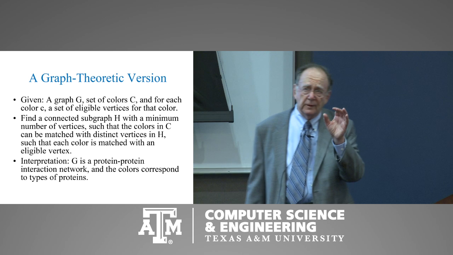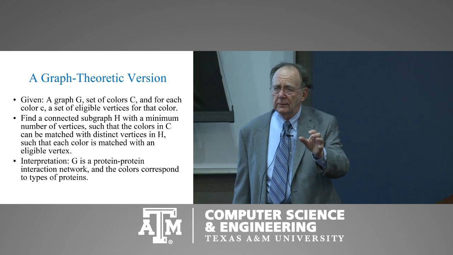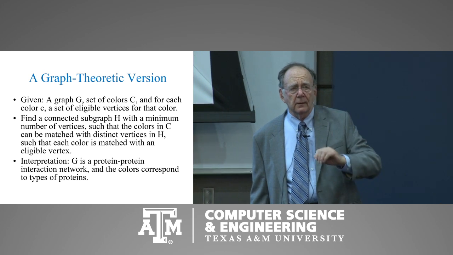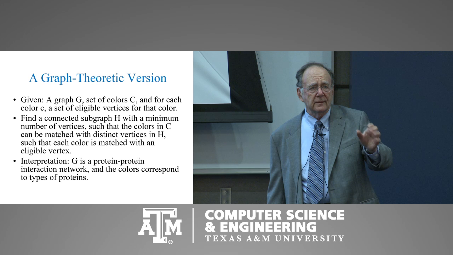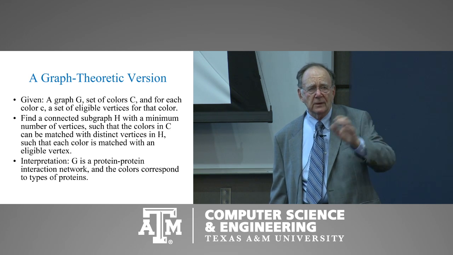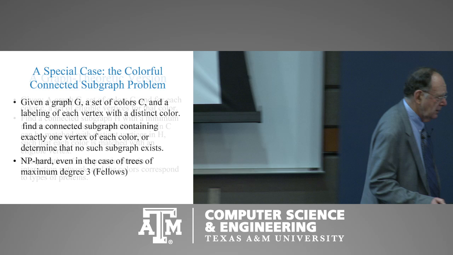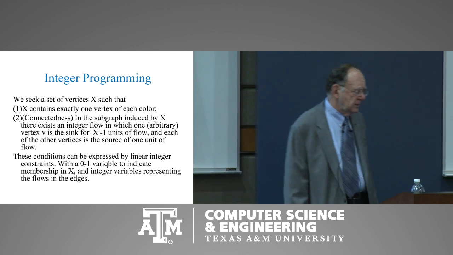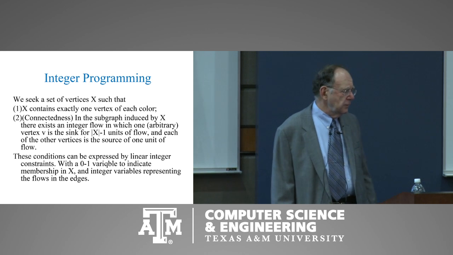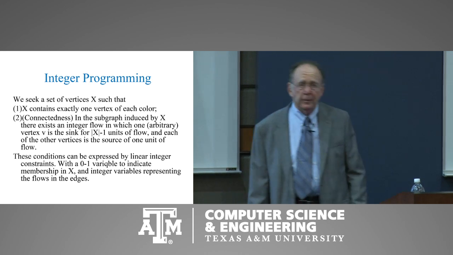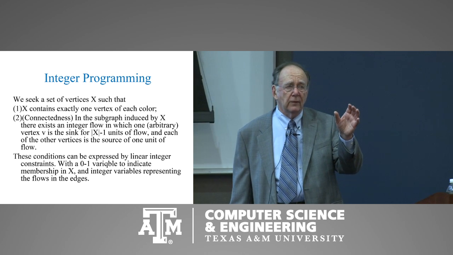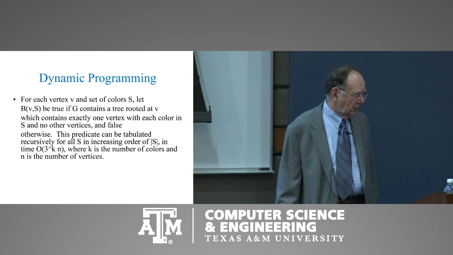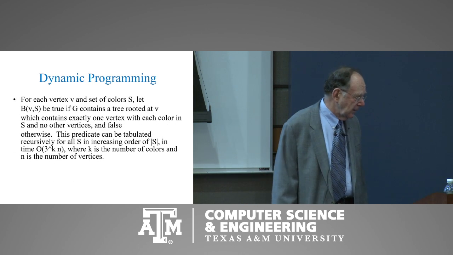So basically, to restate it, you have a graph, you have a set of colors, every vertex is labeled with a color, and you're looking for a connected subgraph that contains at least one occurrence of each color. And it turns out that there are a number of algorithms that can be used, but they're very costly. So integer programming can be used. That's linear programming with the additional constraint that the variables be integers. I don't have time to explain the integer programming algorithm. You can use dynamic programming, and that'll work if the number of colors is small.